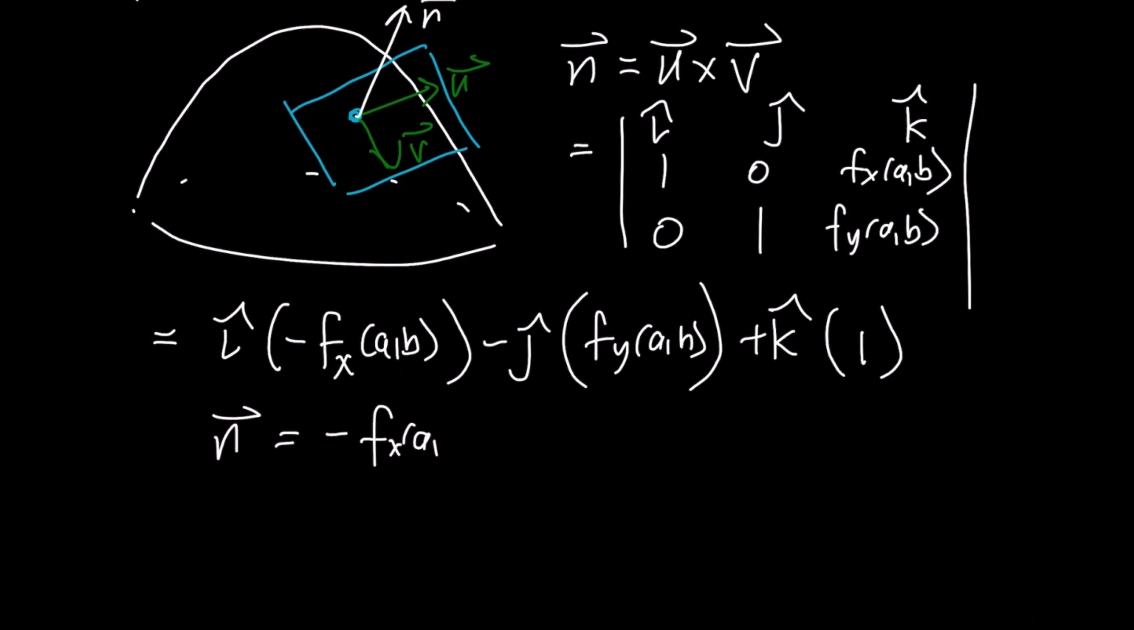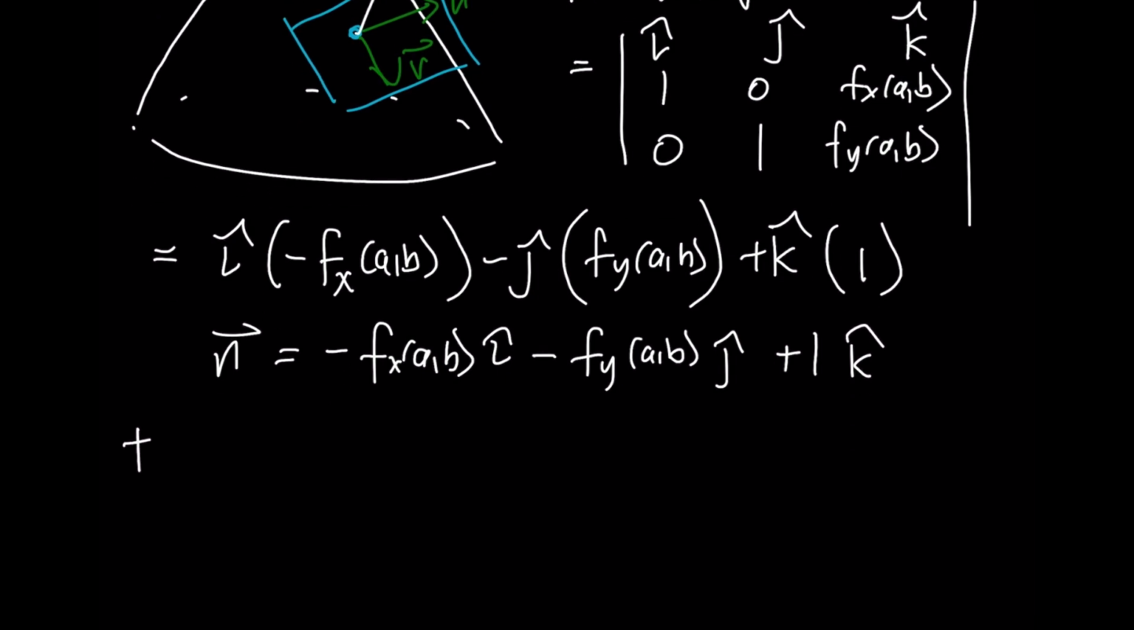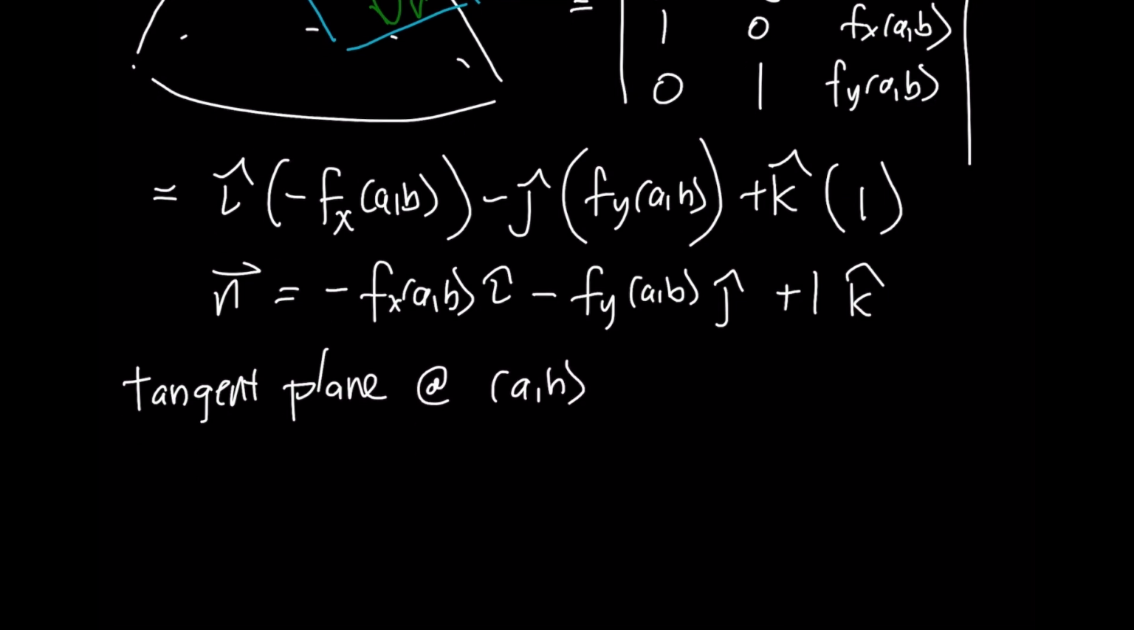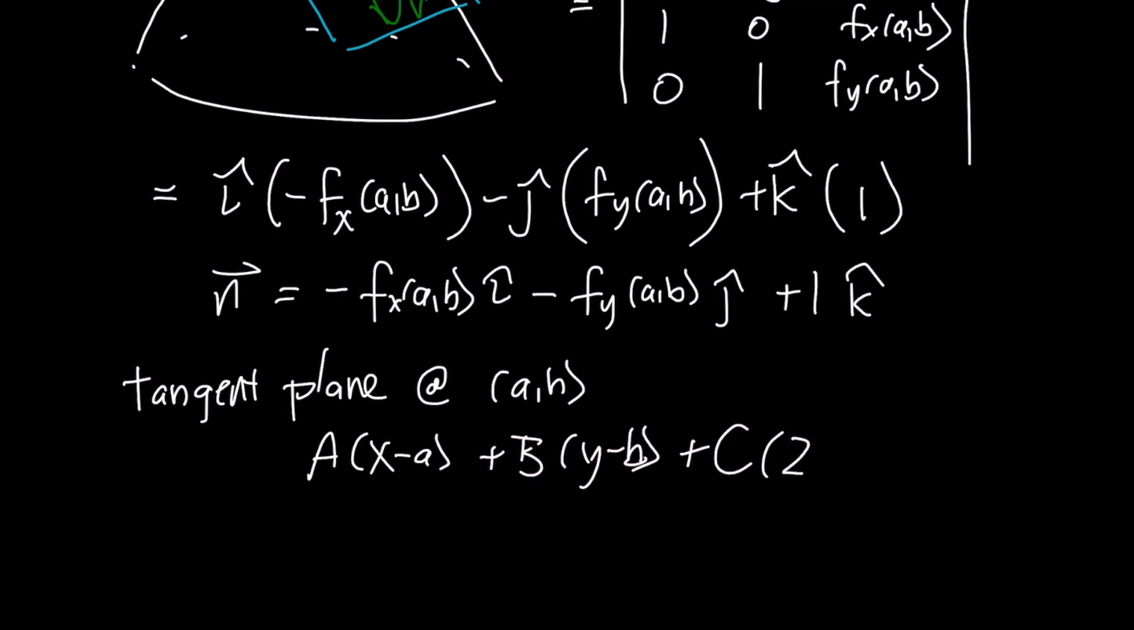And the last thing that we need to do then is simply compute the equation of the tangent plane right at that point. The tangent plane at this point (a, b) is capital A into x minus a, capital B into y minus b, capital C into z minus the value of the function at that point, and it was equal to 0.